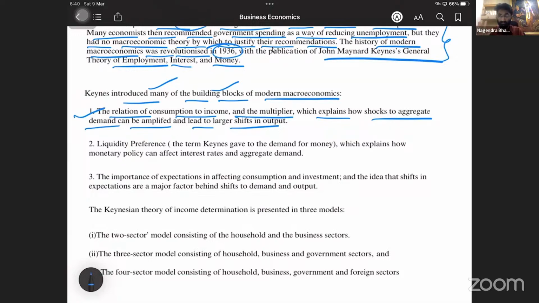In your class, there used to be one small speaker, correct? I used to keep it somewhere here. So that small speaker, and we used to get one mic. If I speak to that mic, it will take the electric signals and send them to the speaker. What will the speaker do? It will amplify my voice, it will multiply. So this is called a multiplier.